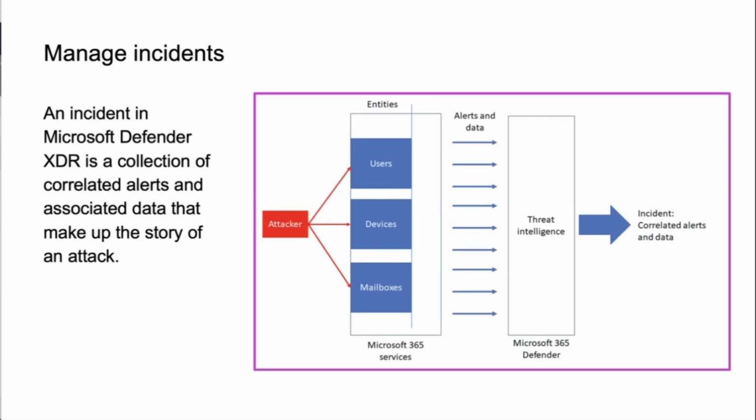So an incident in Defender terms is a collection of things which have a connected story, if you like. So essentially it is this happened, then something else happened, and then something else.